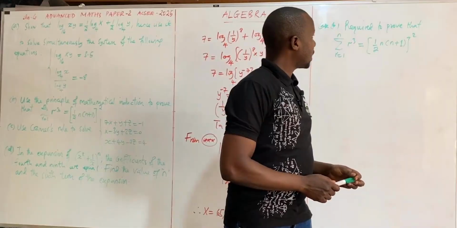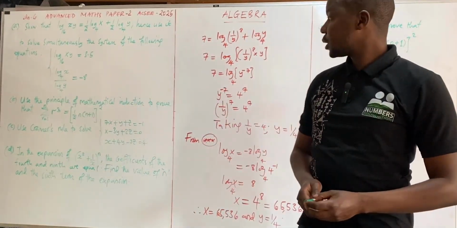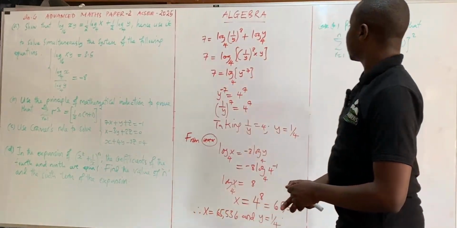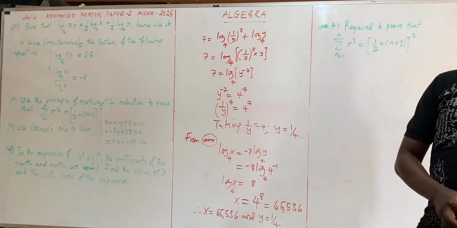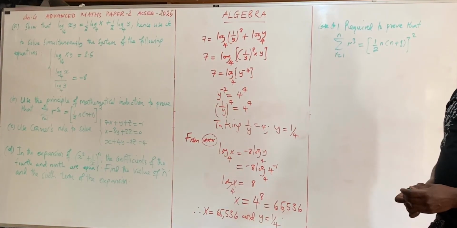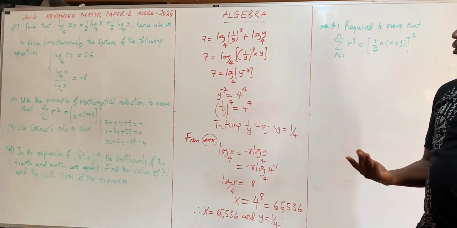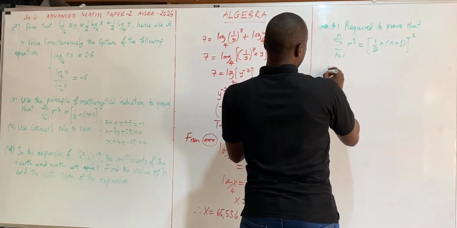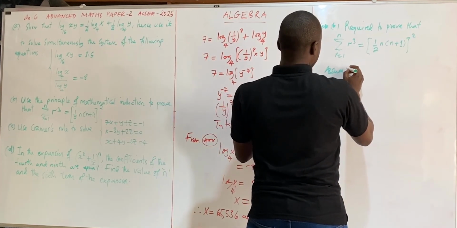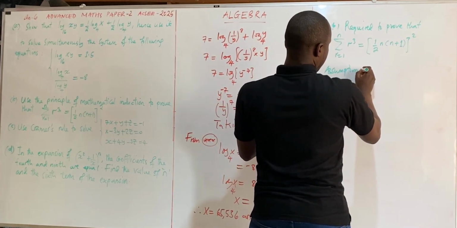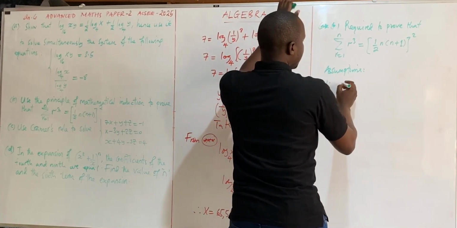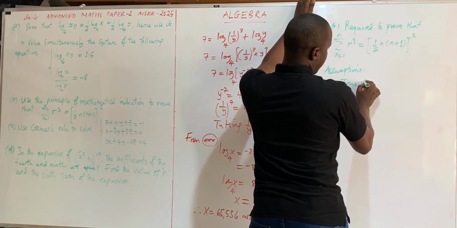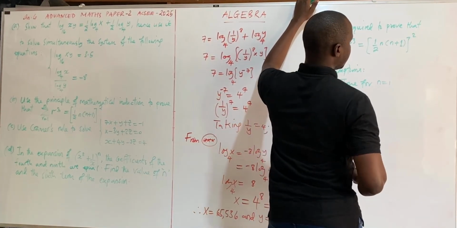The principle of mathematical induction always shows the proof of expressions that involve assumptions, or we can say hypothesis. So we are going to test whether the expression is true or not by using some assumption. Assumption number 1 always relies on assumptions. So number 1, we prove that the expression is true for n equals 1.